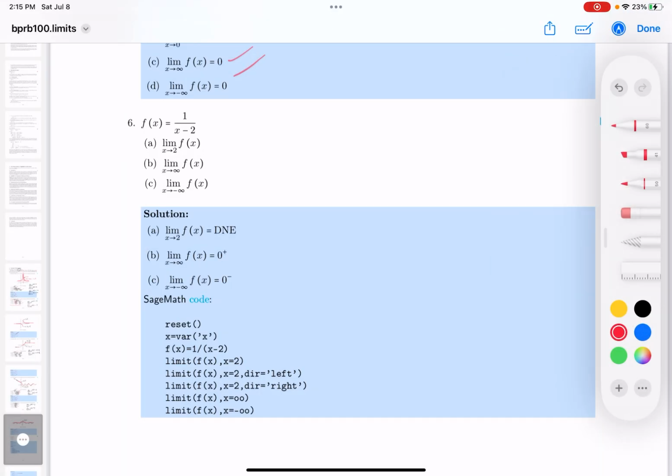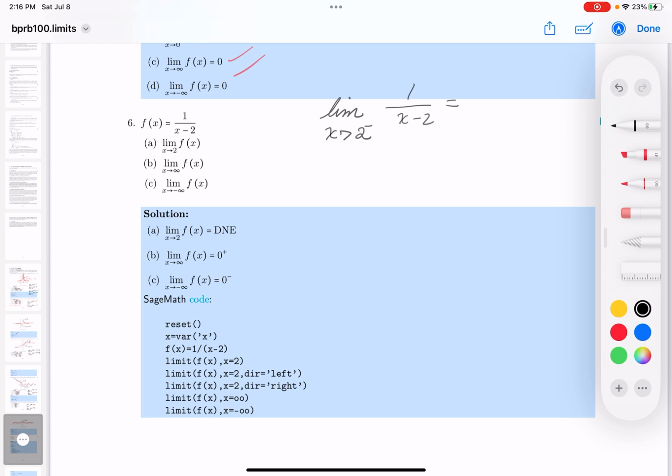Okay, number 6, there's no picture. So I'm going to try to think through the problem, and thinking through the problem requires some effort. So let's put this down. Limit as x goes towards 2 from the left, and I'm going to put the function down, which is 1 over x minus 2. There are many ways to think about this.